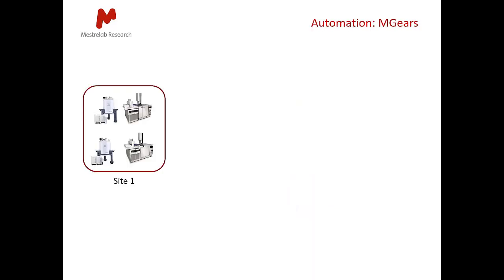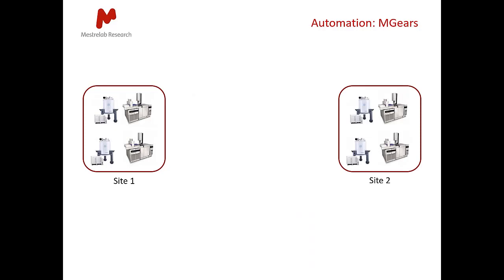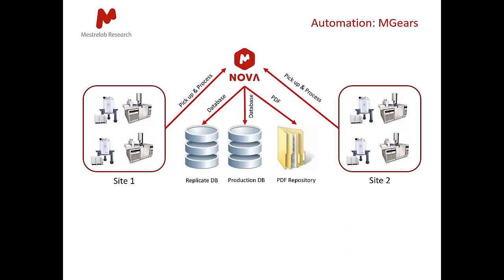So we have a couple of pharmaceutical companies that have mass specs and NMRs at different sites, say site 1, site 2, and they want that data to be centralized in a database and an ELN, but they don't want to have to do it manually. So MGears is a tool that can do that. It can pull data from the NMR and mass spec folders. It can do it unattended in real time, what we call it listens to folders.